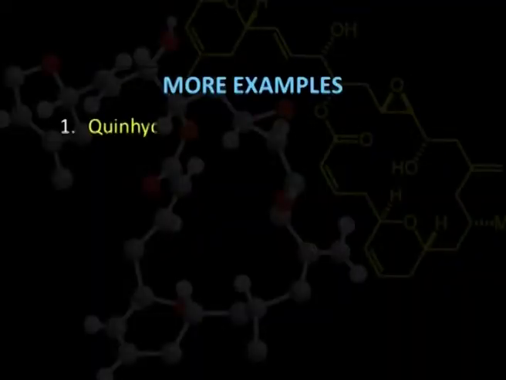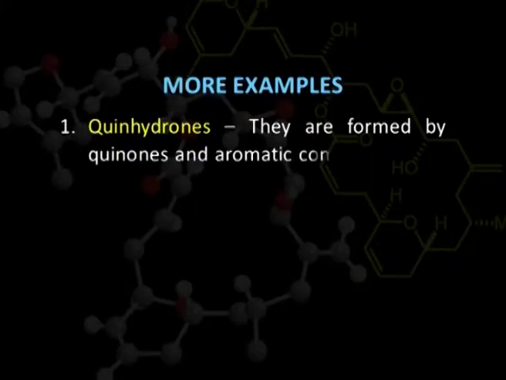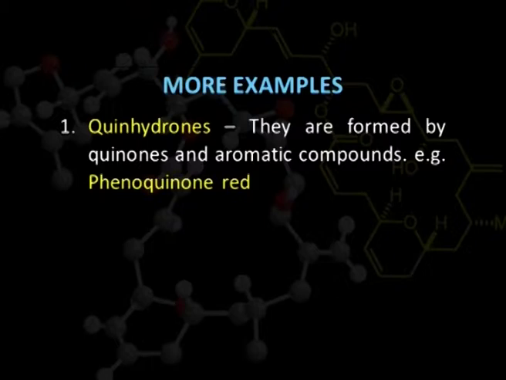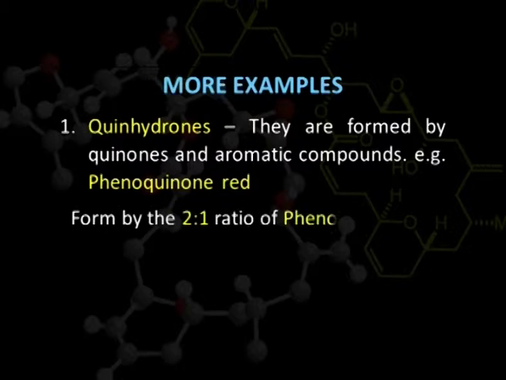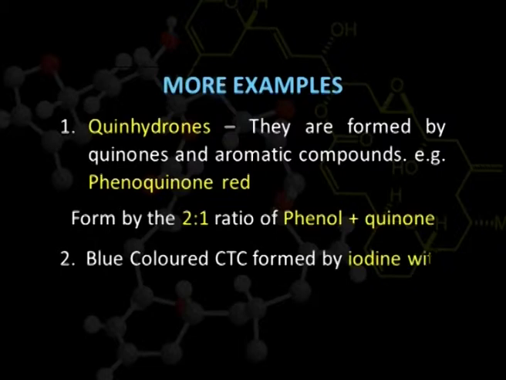More examples of charge transfer complexes can be seen. Quinhydrones are a very important example of charge transfer complexes. They are formed by quinones and aromatic compounds. One of the important quinhydrones formed in such way is phenoquinone red, which is formed by the 2:1 ratio combination of phenol and quinone. Another very important and commonly observed charge transfer complex, which is formed in the laboratory, is the blue colored charge transfer complex formed by iodine with starch.